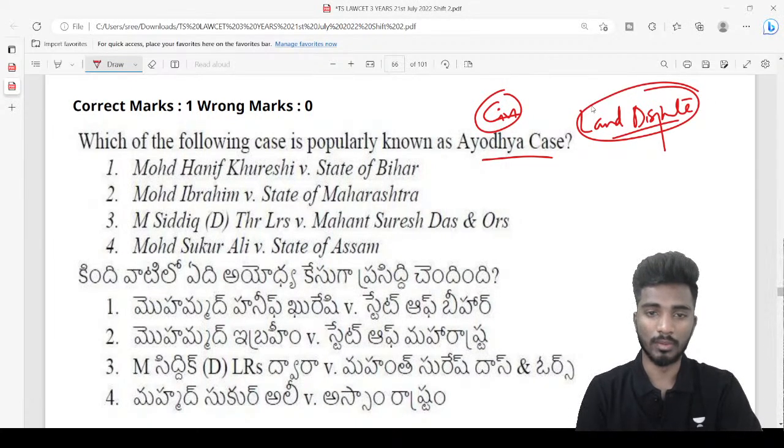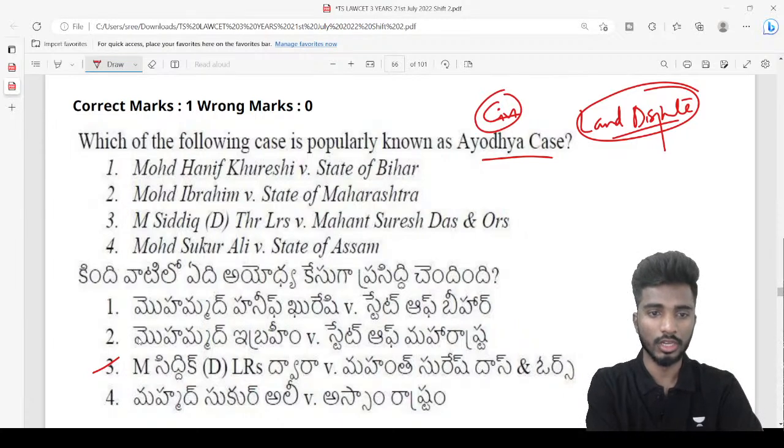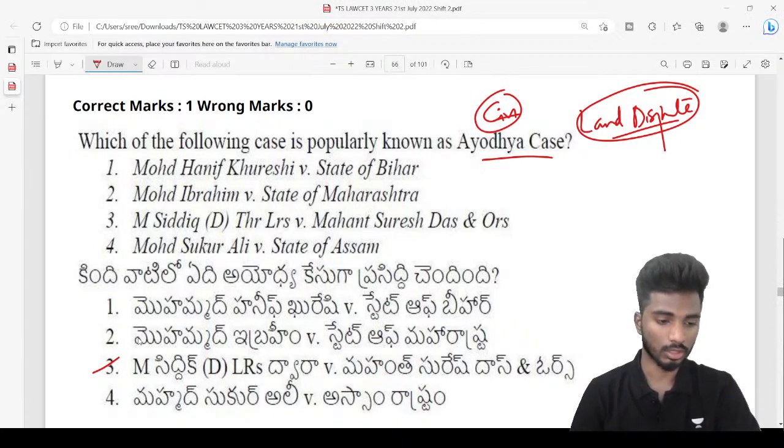Previously there was a case in Allahabad High Court, and then later it was appealed. There was a mediation committee, and finally we got the judgment in the Ayodhya case, which is Siddiq versus Maharaj Suresh, wherein the land was allotted for the construction of the temple. Right. Very good, Chivna.